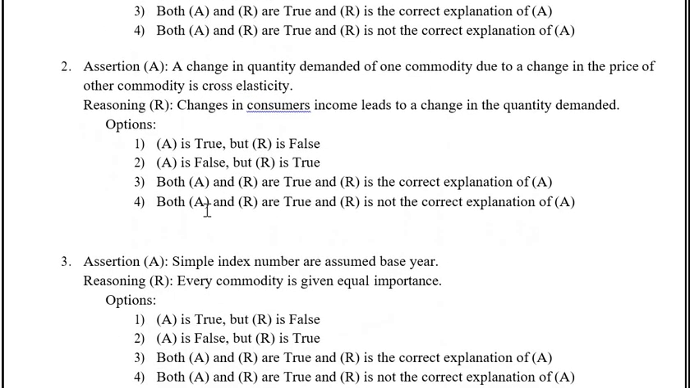Okay. Second, assertion A is, a change in quantity demanded of one commodity due to a change in the price of other commodity is cross elasticity. The reasoning is given: changes in consumers income leads to a change in the quantity demanded. Options: 1, A is true but R is false. Second, A is false but R is true. Third, both A and R are true and R is the correct explanation of A. Fourth, both A and R are true and R is not the correct explanation of A. So you have to read the statements correctly, students.